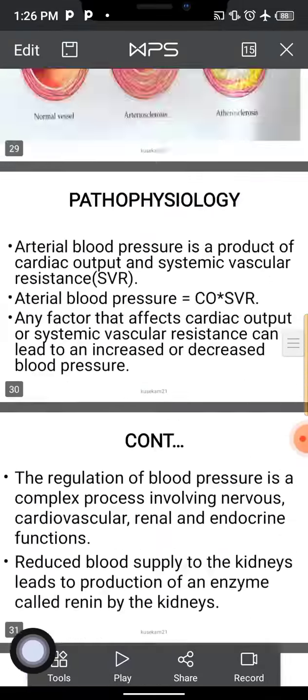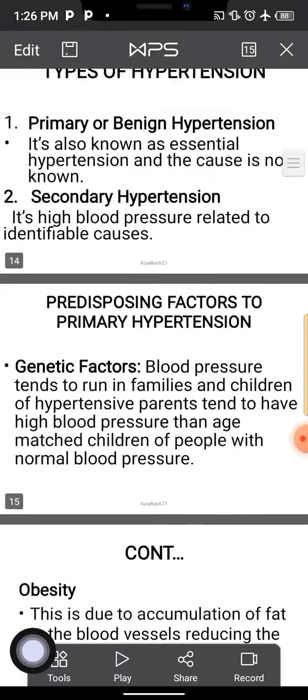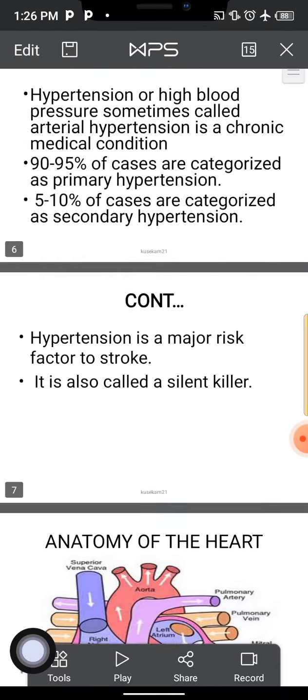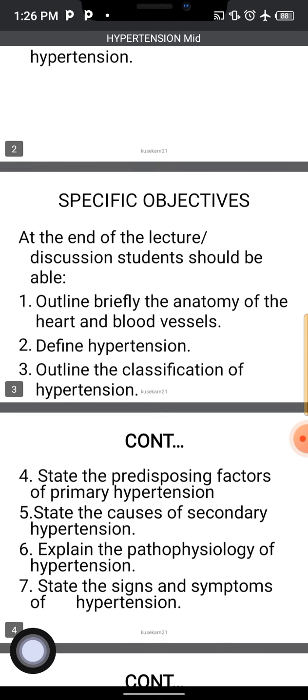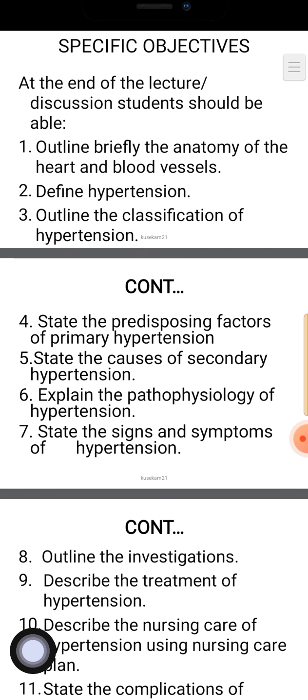Summarizing, I'll just use the objectives. We have looked at the anatomy of the heart and the blood vessels. The heart and the blood vessels work hand in hand for a good supply of blood to the parts of the body. So we need to know how to draw the heart, what happens in the heart when blood enters there, and what things are involved for the blood to be distributed in the body.